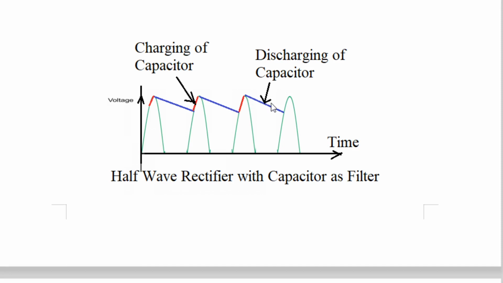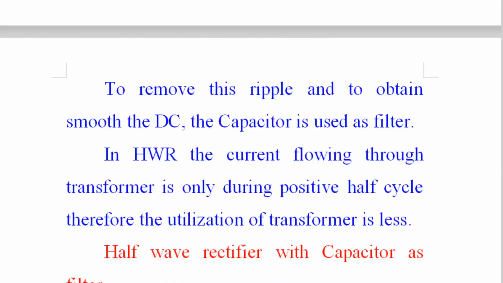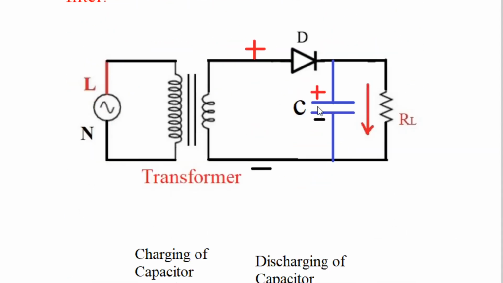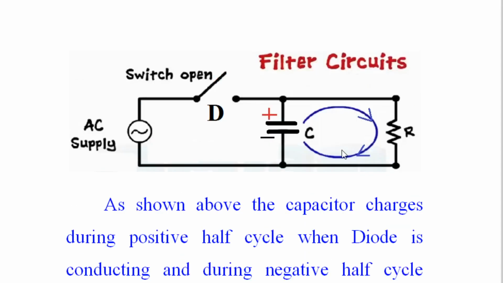And when the capacitor discharges, the current will continue to flow through RL because the diode is open, and now the charged capacitor, plus and minus, will produce the voltage across RL, and therefore this capacitor will discharge through RL.